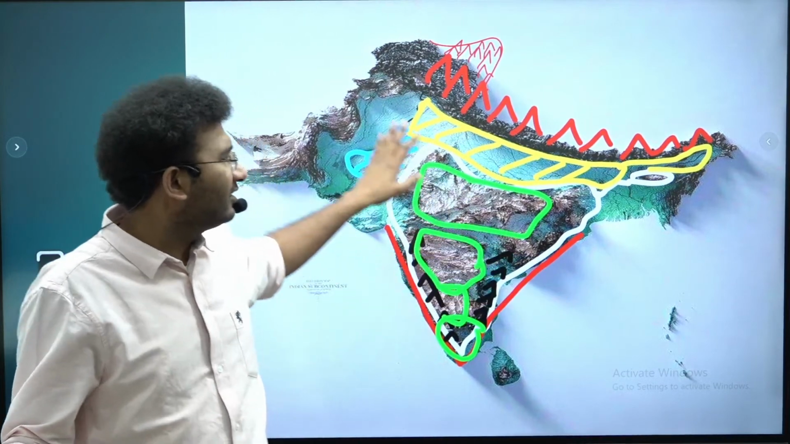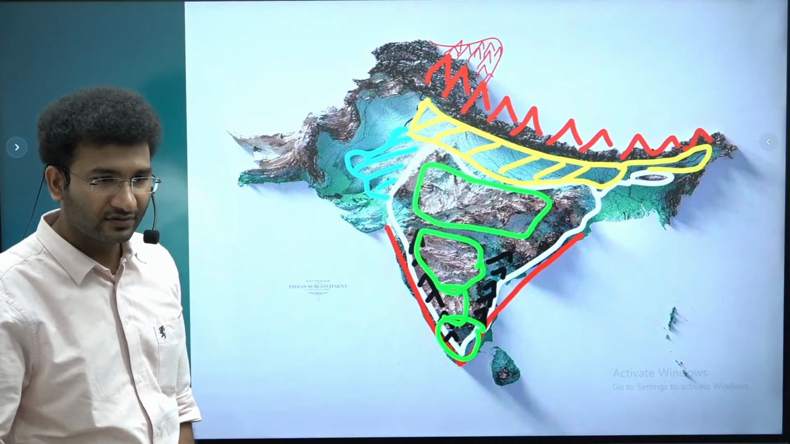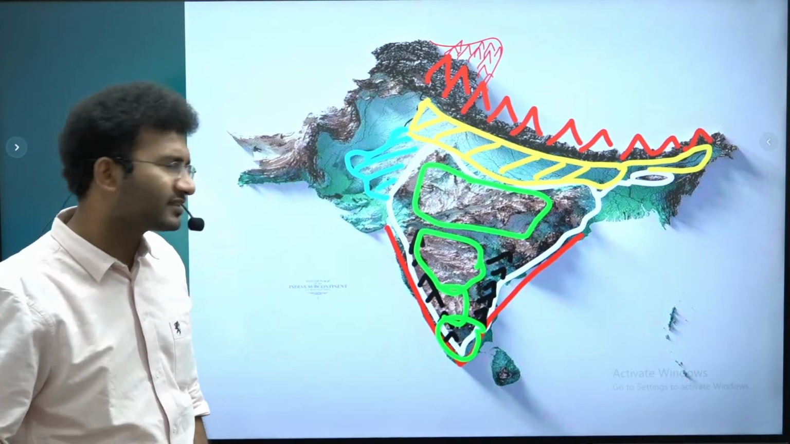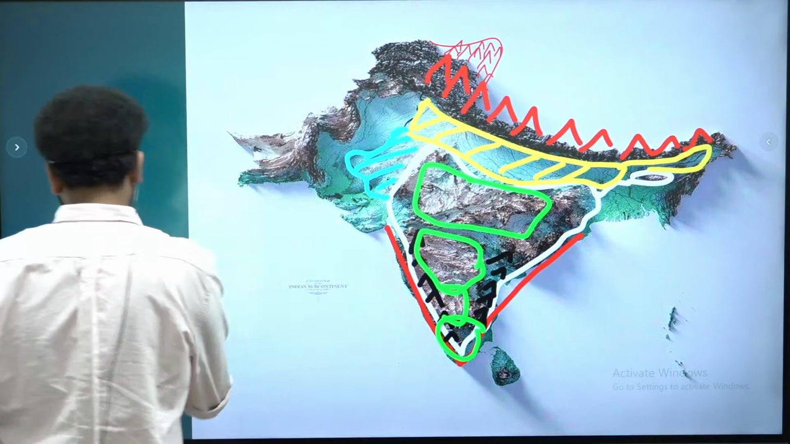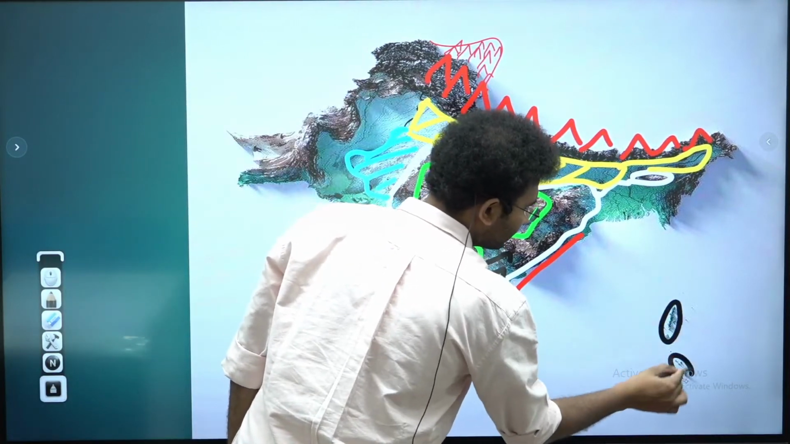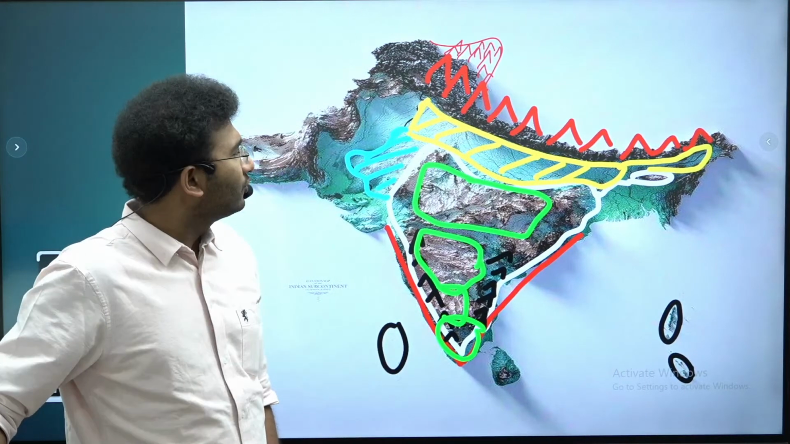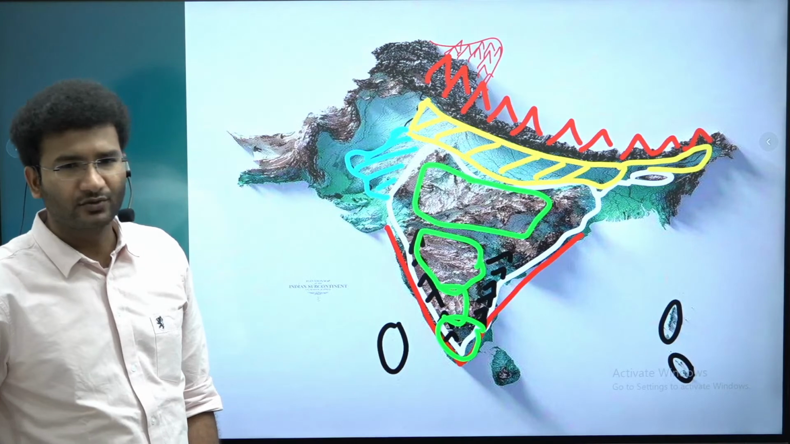Now broadly speaking, these are your physiographic regions. Will we count islands? Yes, islands can also be considered. We'll study them in a very different manner. Yes, islands are also our physiographic regions, right? So you count and tell me how many physiographic regions do we have?